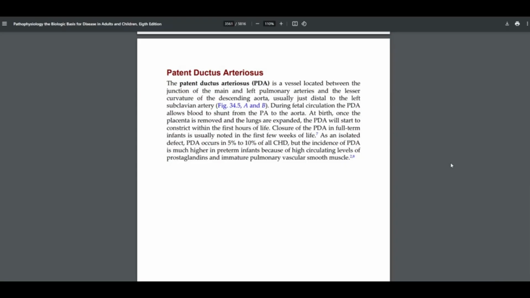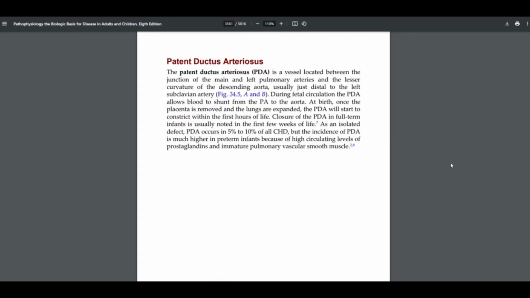The PDA will start to constrict within the first hours of life. Closure of the PDA in full-term infants is usually noted in the first few weeks of life. As an isolated defect, PDA occurs in 5 to 10% of all CHD, but the incidence of PDA is much higher in preterm infants because of the high circulating levels of prostaglandins and immature pulmonary vascular smooth muscle.